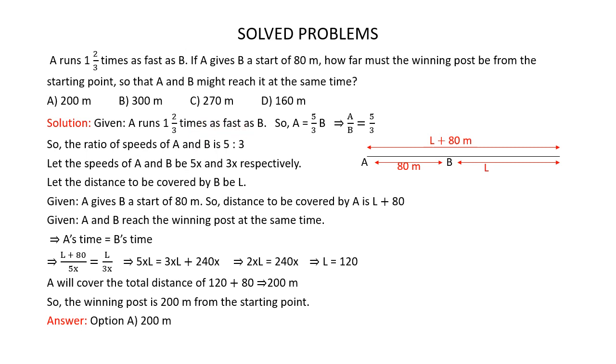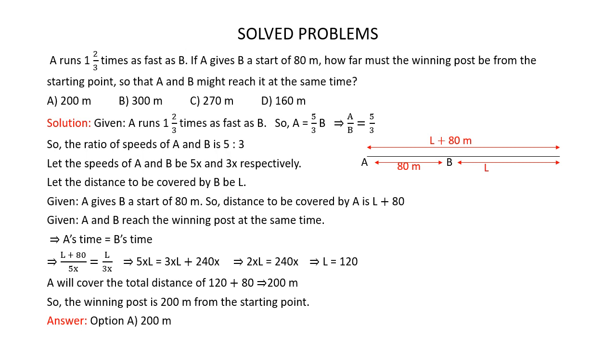1 2 by 3 is nothing but 5 by 3. So A runs 5 by 3 times as fast as B means A's speed is 5/3 of B. So A is equal to 5 by 3 of B, which means A by B is equal to 5 by 3. So the ratio of the speeds of A and B is 5:3. So let the speeds of A and B be 5x and 3x respectively. Now let's assume that the distance to be covered by B is L meters.